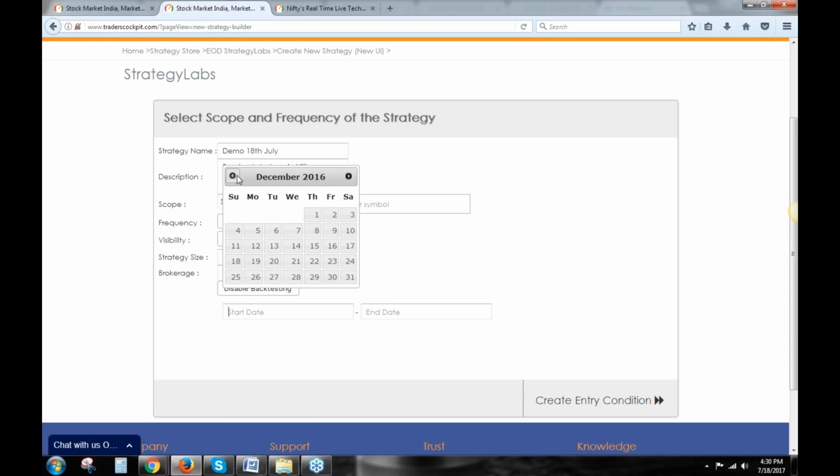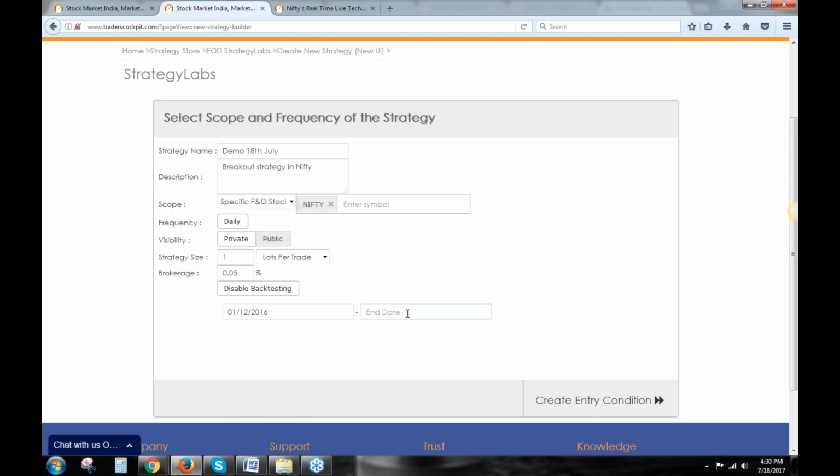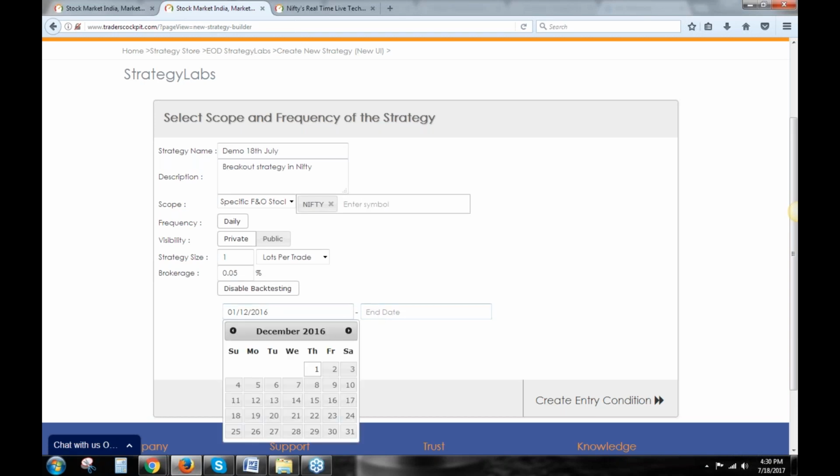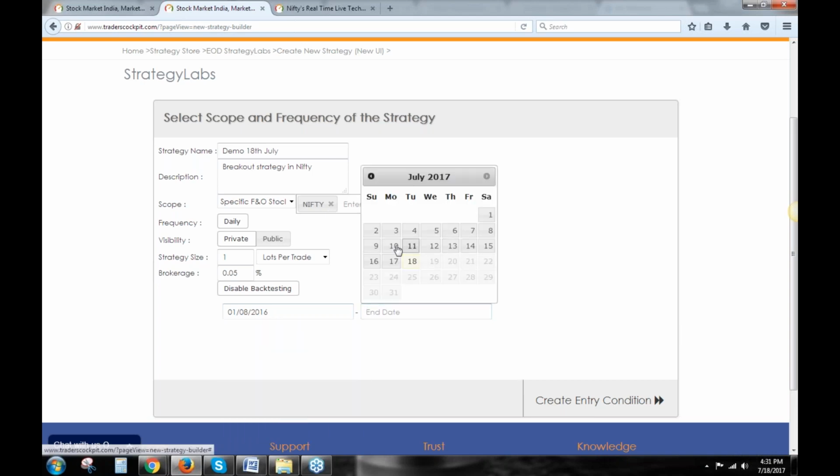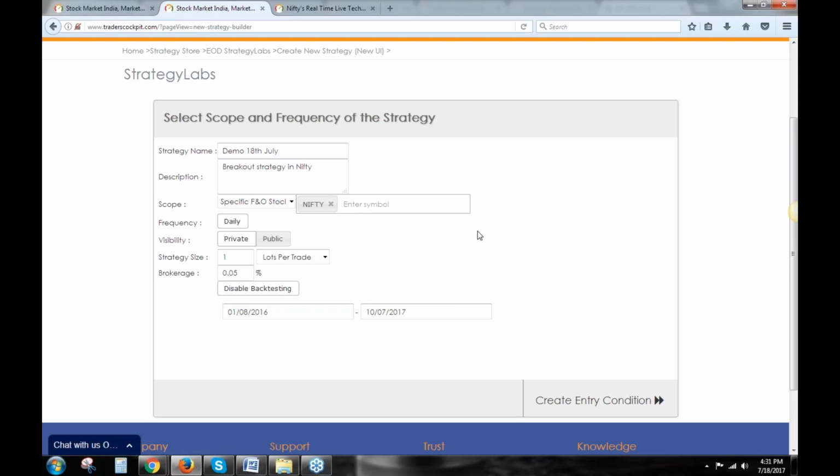So we select to backtest it from the data between December 2016, or let's take one full year data. That is from August 2016 till, say, 10th of July. That's 10th of July there this year.